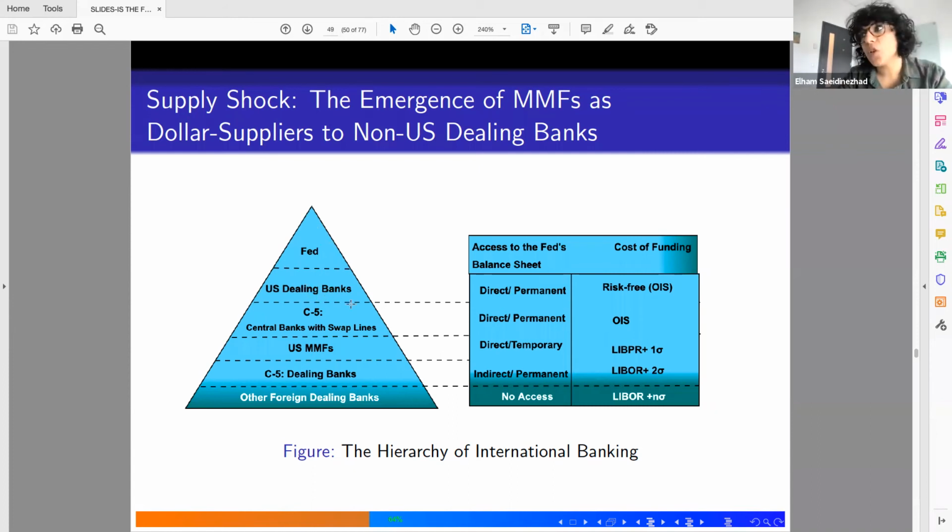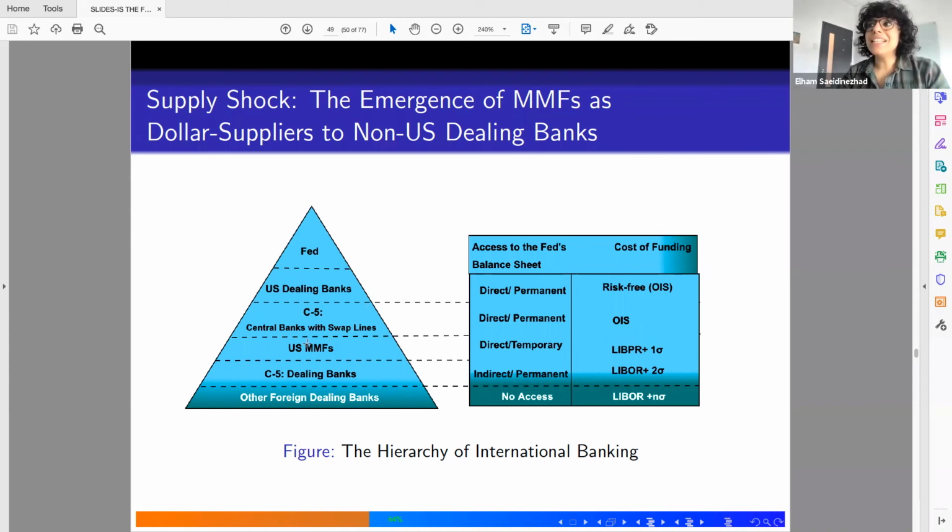Why does this matter? Because if your funder is a US dealing bank, it is very likely that you are going to receive cheap funding. Why? Because these US dealing banks have direct access to the Federal Reserve balance sheet, and their own cost of funding is as low as the risk-free rate, which is measured by the OIS, or overnight index swap.